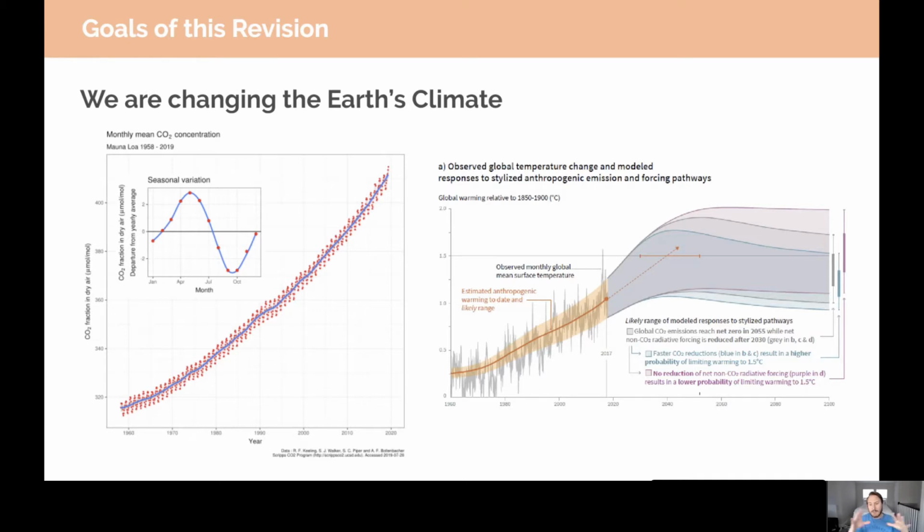So there's a lot more complication to this issue, which we're going to get into, but that's sort of where we're starting with trying to work on reducing emissions and reducing our impact on climate change.